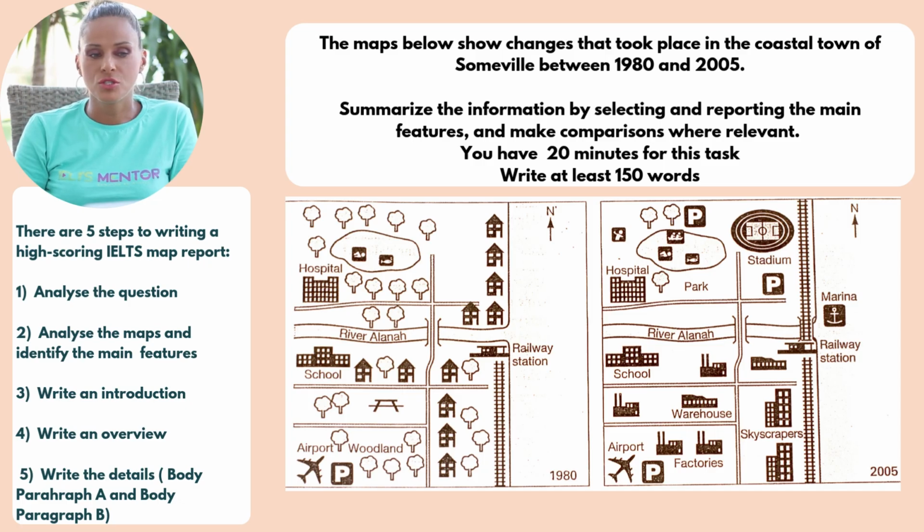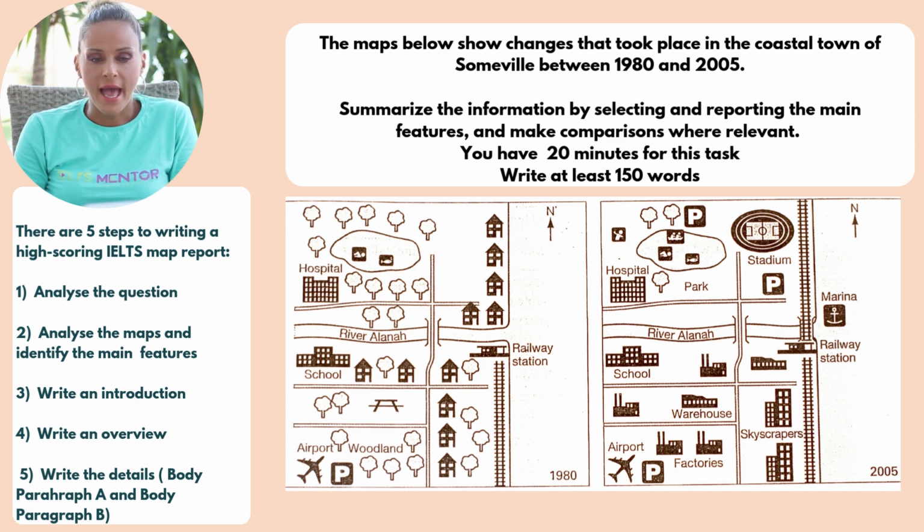There are 5 steps to writing a high-scoring IELTS map report. First, you need to analyze the question. Then you need to analyze the maps and identify the main features. Then you need to write an introduction. Then you need to write an overview and write the details, body paragraph A and body paragraph B.